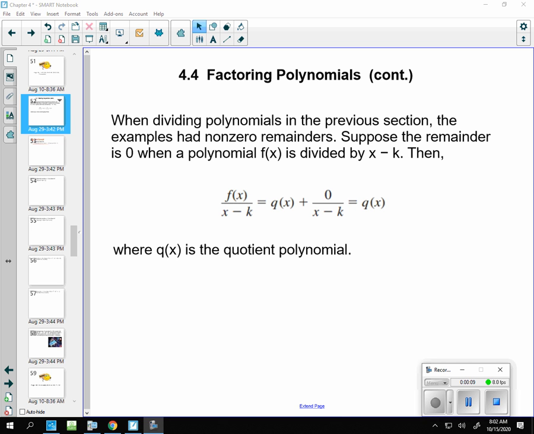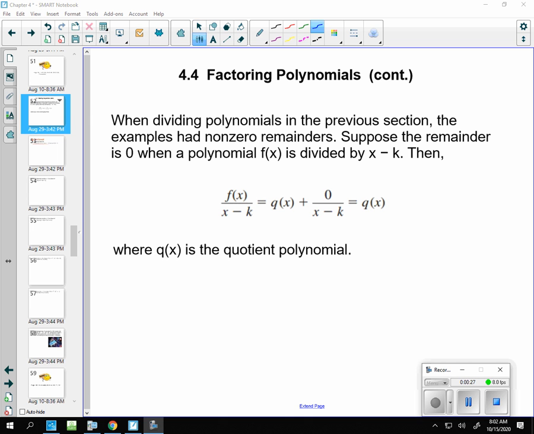When you were dividing polynomials in the previous section, you had examples with a non-zero remainder. Suppose the remainder was always 0. Then what would be the case? It means that it's always a factor.